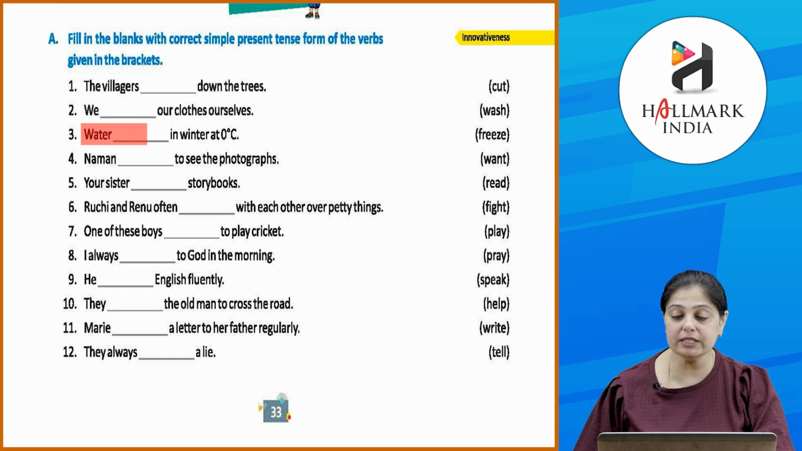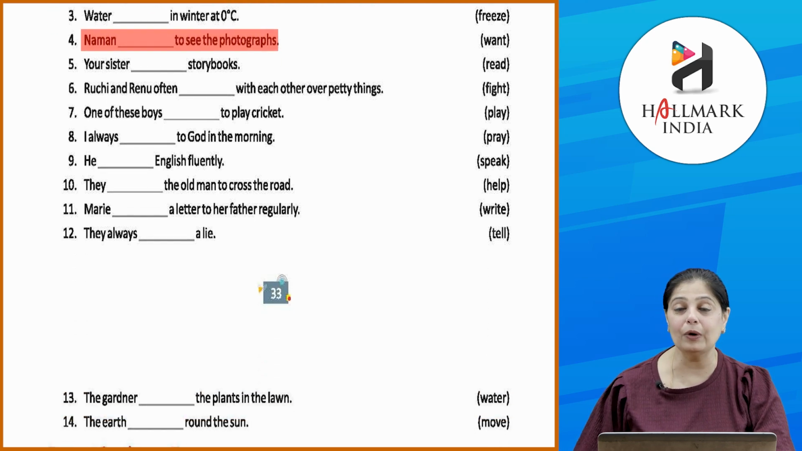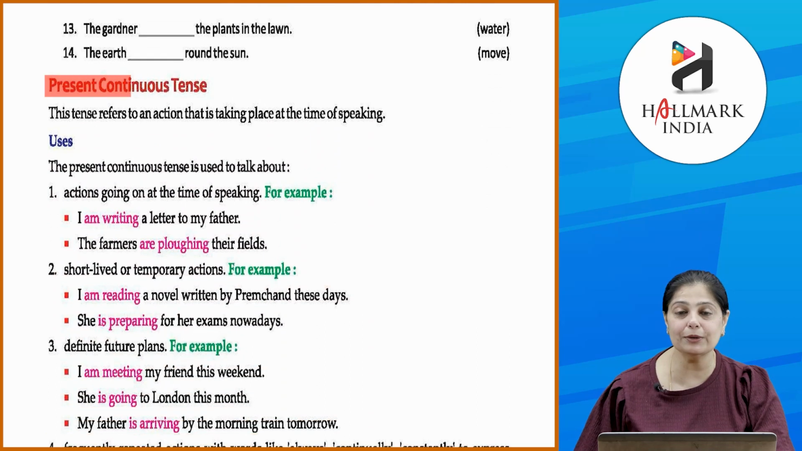Water freezes in winter at 0 degrees centigrade. Clear? Now, Naman wants to see the photographs. Clear? Now, quickly do the remaining by yourself. They're pretty easy and I'm sure that you can do it quickly. But do reread the concept before you start attempting the exercises. Now, let's move on to the present continuous tense.